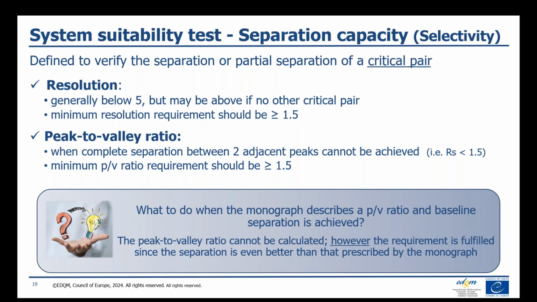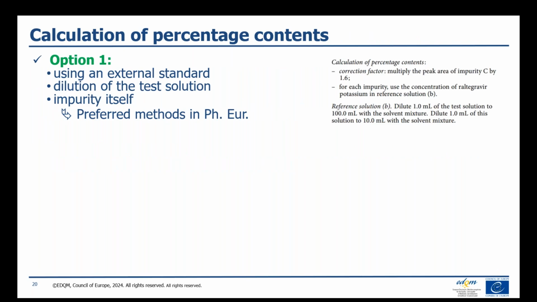For the calculation of the percentage content of the impurity, there are several options which are used in the European Pharmacopoeia monographs. Most of the time we use the dilution of the test solution. We can also use an external standard or the impurity itself. So these are the preferred options in the monograph.